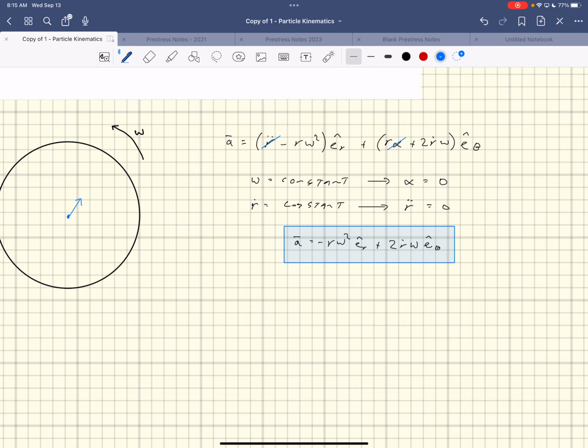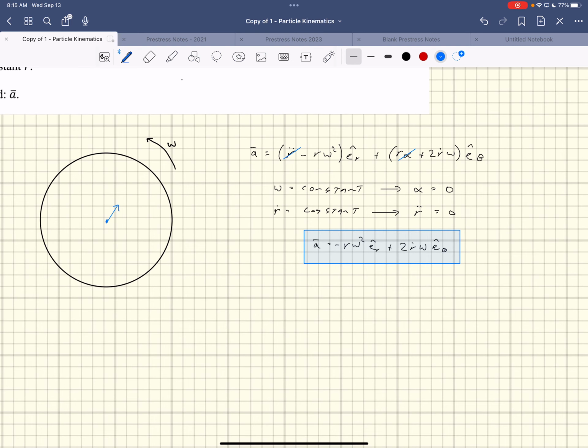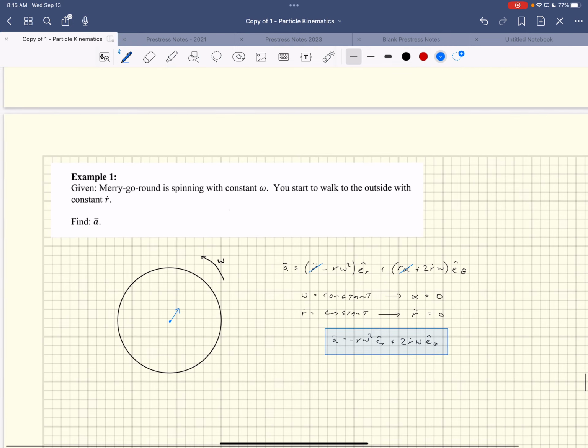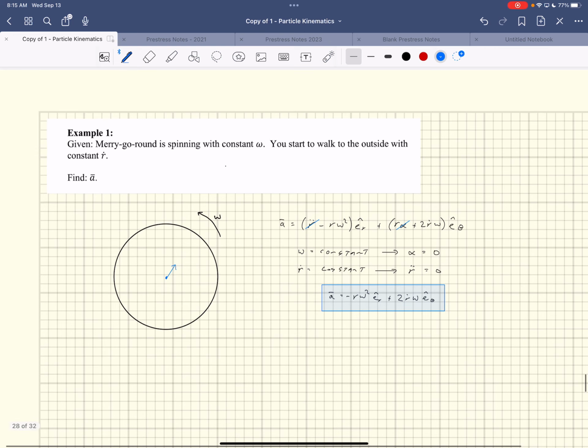Done. A lot of these problems are just identifying what is what in this acceleration equation: what r double dot is, what r dot is, things like that. As you note too, we're nearing the end of this set of notes, so sometime in the next couple of lectures, you might want to print out the next set if you're using the skeleton notes.